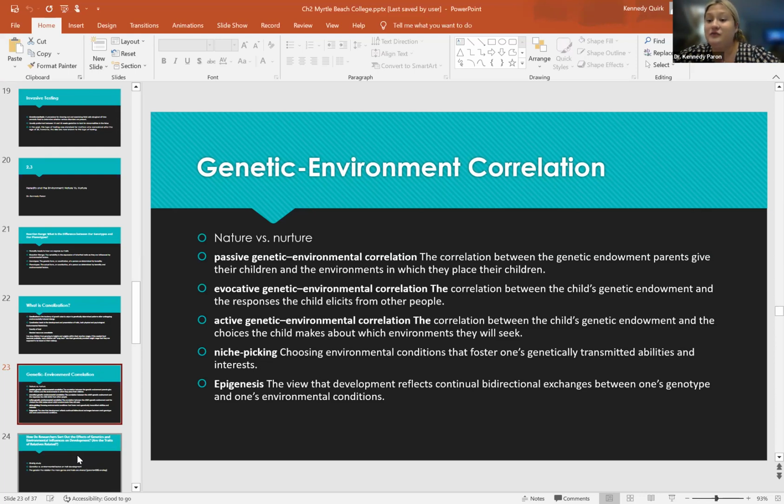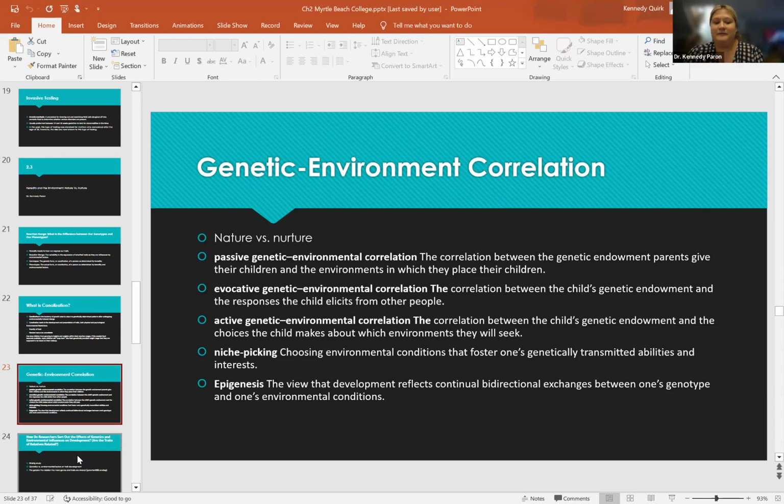This is the correlation between what the child is genetically endowed with and the response that is elicited from other people. And then there is active genetic environmental correlation. This is the correlation between a child's genetics and the choices the child makes in environment that they will seek. There is also something called niche picking. This is choosing the environmental conditions that foster one's genetically transmitted abilities and interests. So this is picking a positive environment in which you can thrive.